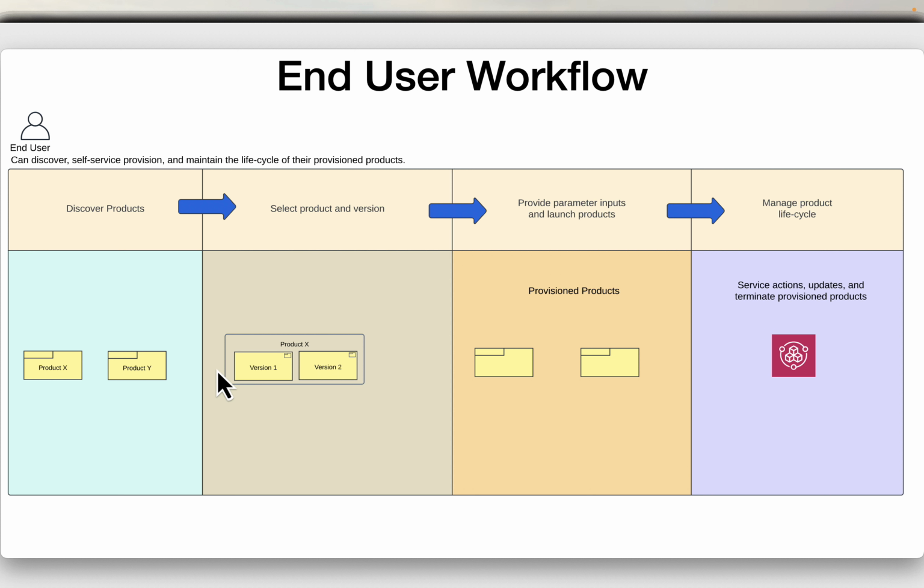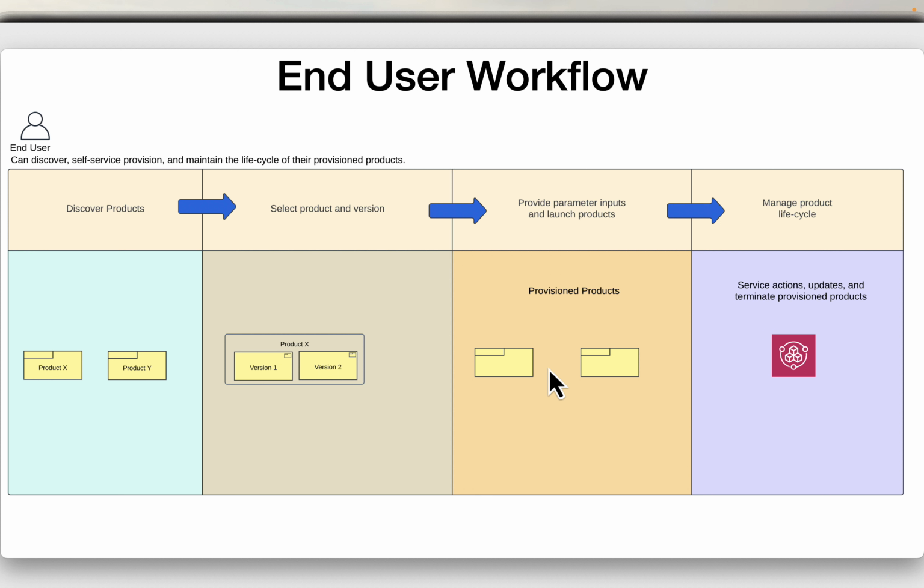LAMP is a pretty complicated stack, but the catalog administrator has already published a product like LAMP, let's say, and when the user asks for that product, the LAMP stack, they will choose the product and version, provide parameter inputs and launch the product. If the catalog administrator allows for some parameter inputs, they will fill those in and the product will be provisioned. Under the hood, it will probably launch an EC2 instance, it may launch some database. So they do not have to go through the complication of setting it up by themselves. Under the hood, it will just trigger the CloudFormation template and stack.